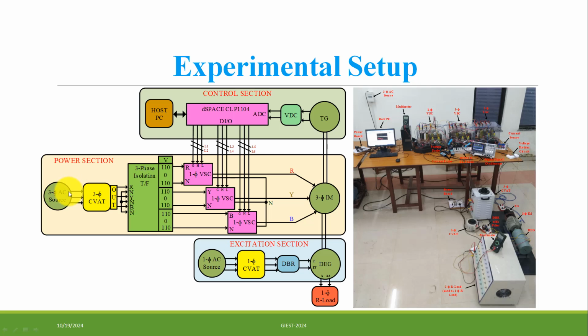The second section is the power section. In this section, the constant amplitude of source voltage is converted to variable amplitude through a 3-phase variac and fed to each single phase VSC through a 3-phase isolation transformer. Third is the excitation section. The field of the DC electric generator is excited using a diode bridge rectifier. Here on the right side, an actual photograph of the laboratory setup is seen.